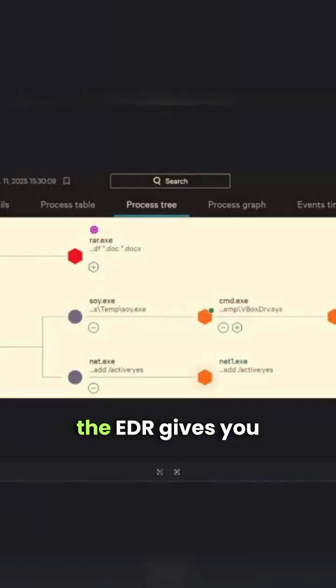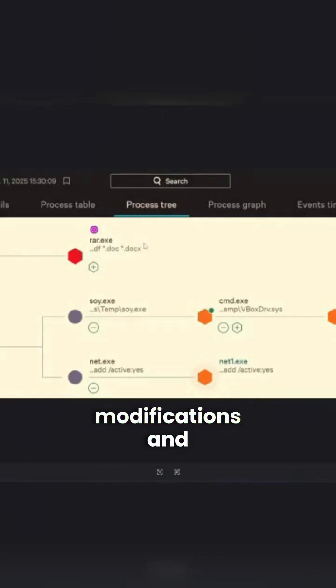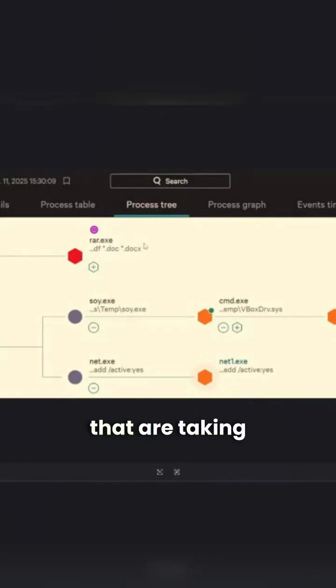So as you can see, the EDR gives you complete visibility over running processes, and it also gives you complete visibility over the registry modifications, file modifications, and other modifications that are taking place on your system. Therefore, it gives you complete visibility on what's going on.